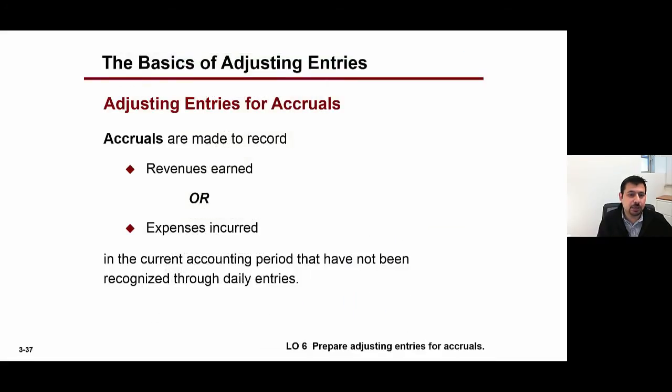Now the other kind of adjusting entries are called accruals, and accruals basically are to record revenues that were earned or expenses that are incurred. Those are revenues that the company has earned, or expenses that the company has incurred during this accounting period. However, the payment will not happen now, so they will not be recognized now.